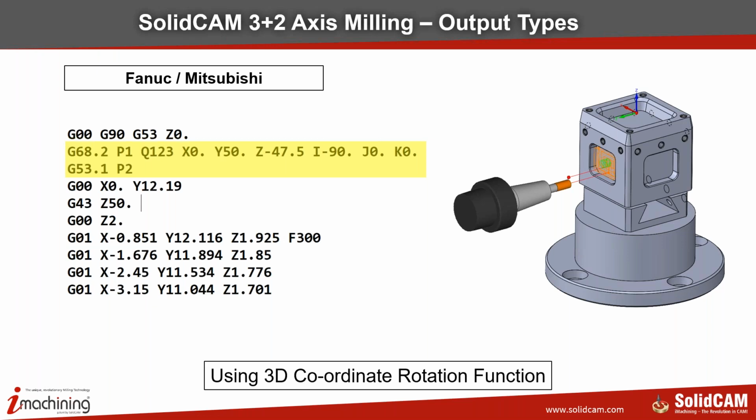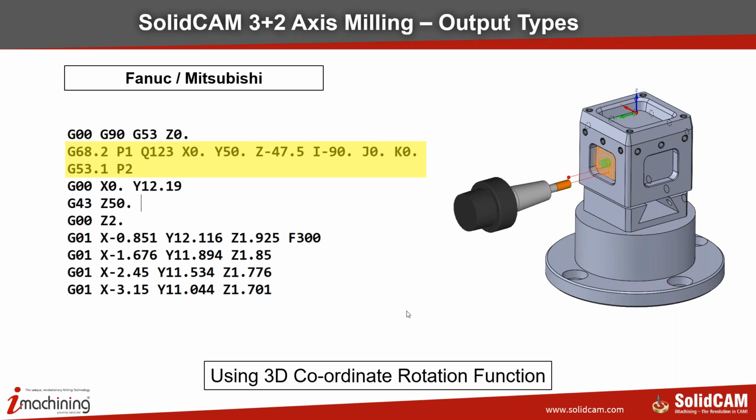Okay, sorry. So we will move into the first 3+2 function using the 3D coordinate rotation, and this is with Fanuc. With Fanuc, we use a function called G68.2, where we output the shifted location, and then we output the rotation angles, and then we tell the control that it needs to rotate the tables.